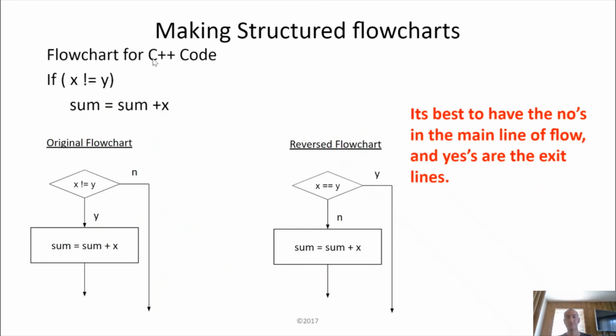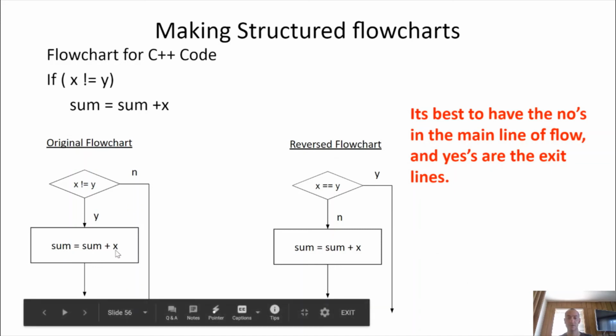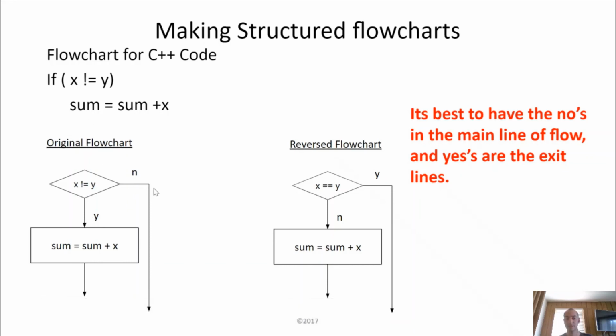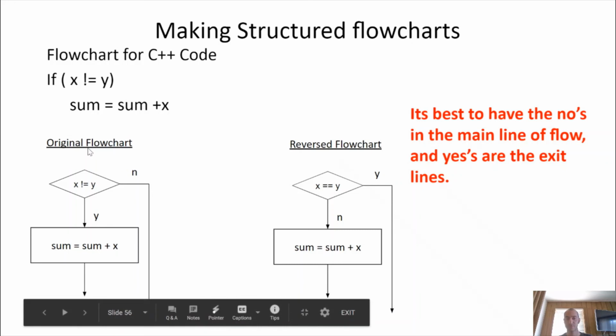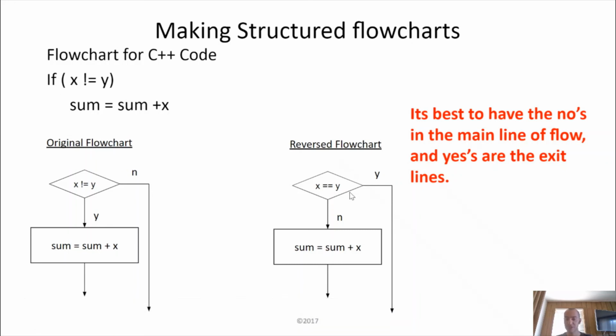So here we have again the original flowchart. If it was x is not equal to y, this is the condition here. If it's yes, we are doing the sum, and that is our original statement. If it's a no, we are going out. When we changed it, we flipped the yes and no, but we also changed our statement. So these are equal. They're doing the same thing.